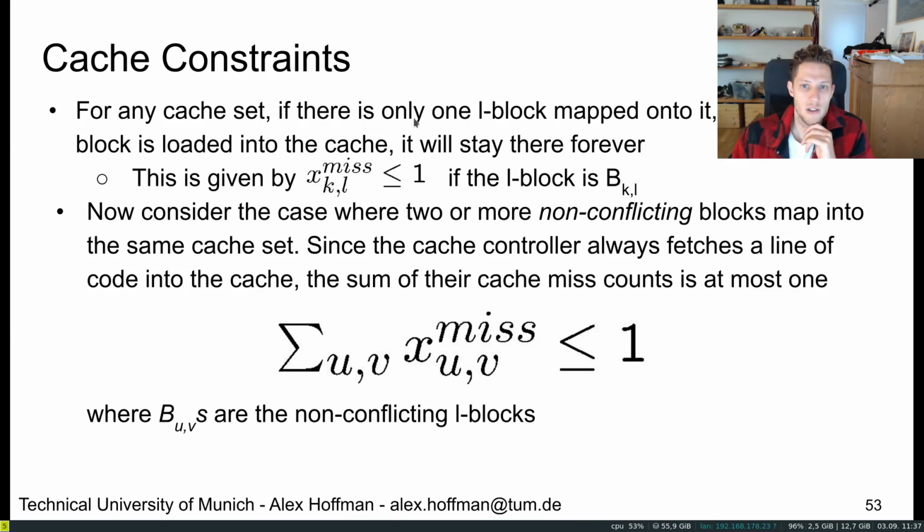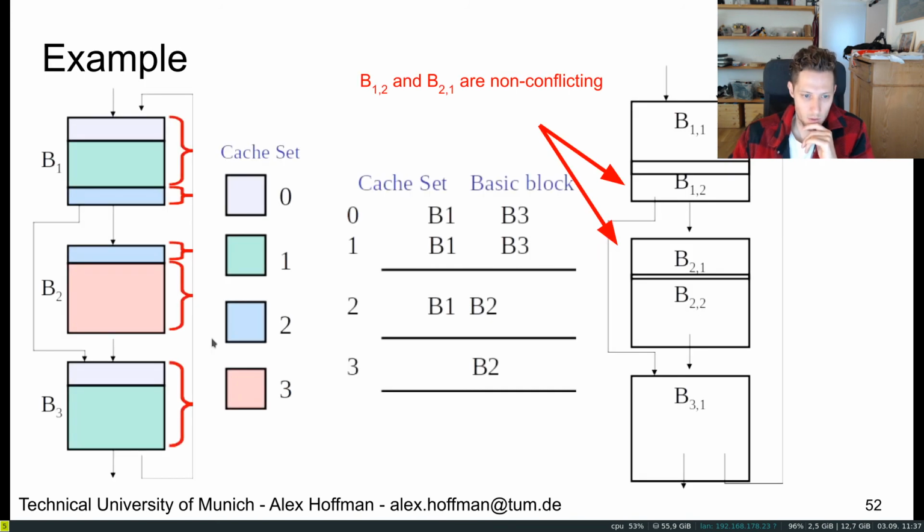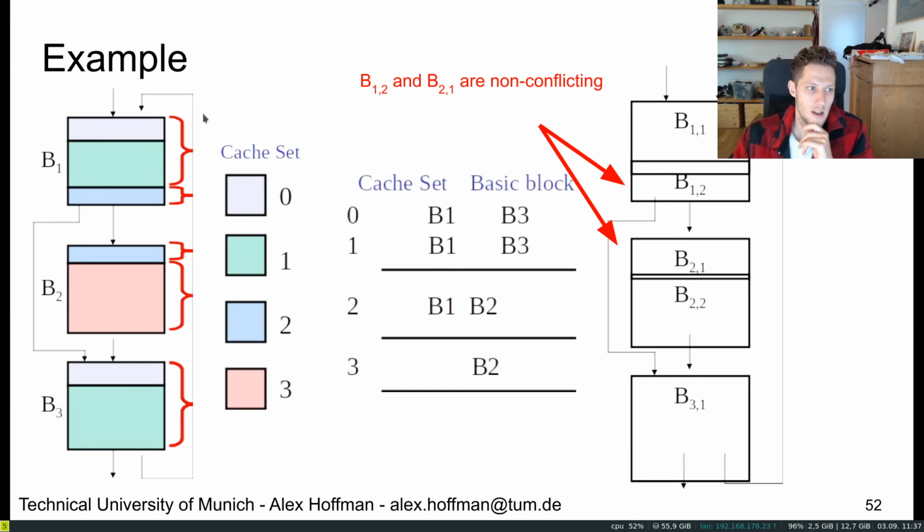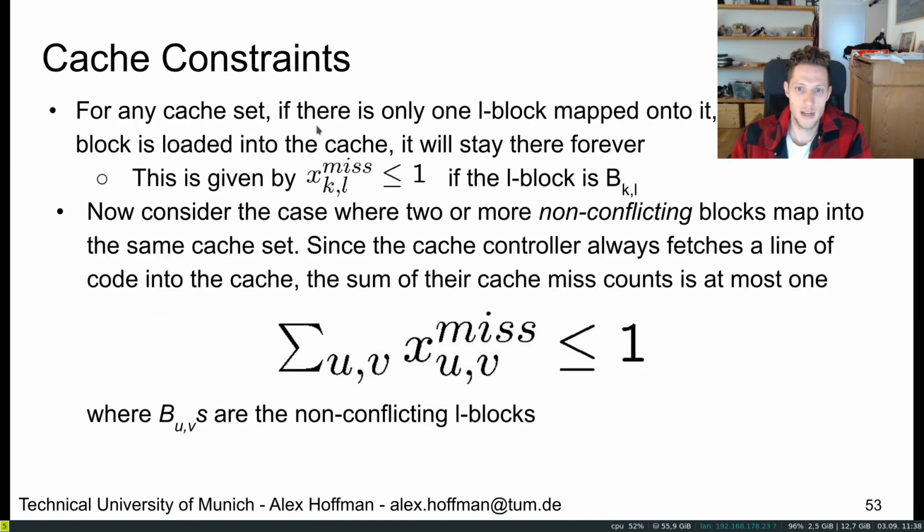For any cache set, if there's only one L block mapped into it, for the red cache set, we only have this one L block mapped into it. Once this block is loaded into the cache, it will stay there forever, meaning that the miss count of this block is at most going to be 1. So when the program is started, if this block is not in memory, it'll be loaded, so we'll get 1 miss, and then it's always going to be there because it's never being overwritten. I mean, there's no other basic blocks that use the red cache line, so we're never going to get another miss on this block, right? This is what this constraint is saying.